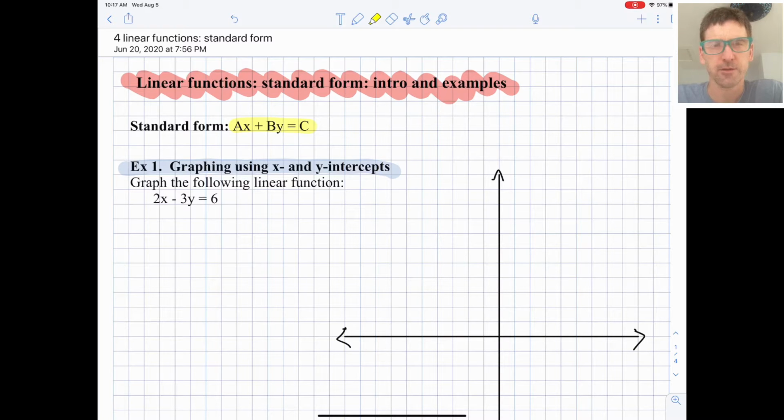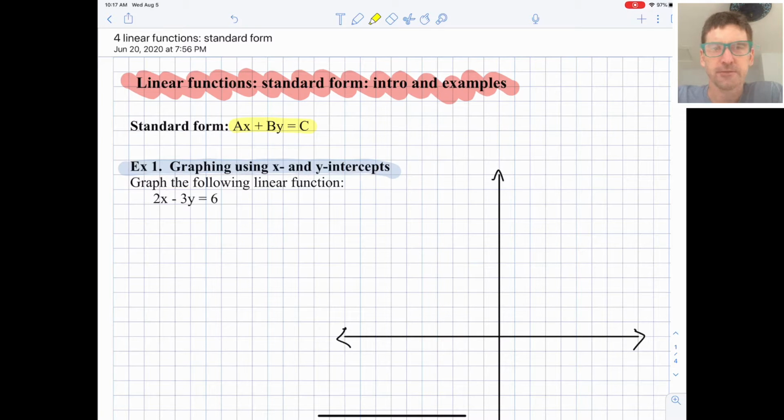So if you end up with a fraction in standard form, we can multiply the entire equation through by the denominator to force a, b, and c to be whole numbers. Sometimes people like to avoid having a be a negative. It doesn't really matter too much, but that might be something you'll come across sometimes. And obviously x and y are the two variables we're working with.